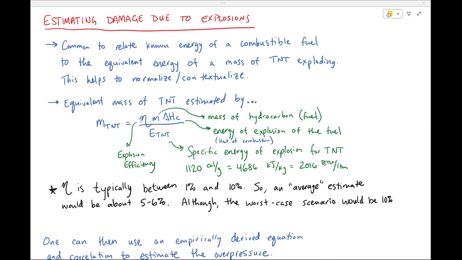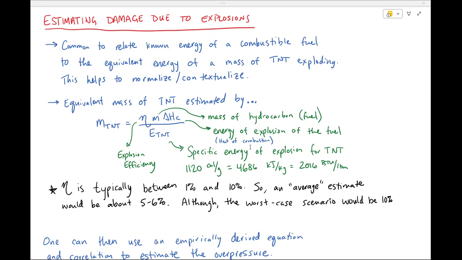So just thinking about this equation overall, what I'm doing is m times the heat of combustion. That is the energy released by the combustion reaction. ETNT is the energy released by the explosion of TNT. I'm simply normalizing these, and then, of course, multiplying it by the explosion efficiency. Another way to see it is if I multiply ETNT over to the other side, I've got mass times the heat of combustion on both sides. So I'm just, again, relating how much mass of hydrocarbon I have to the amount of TNT.